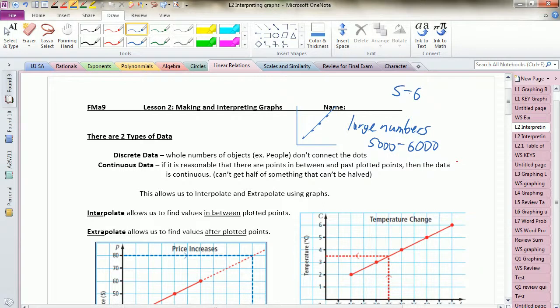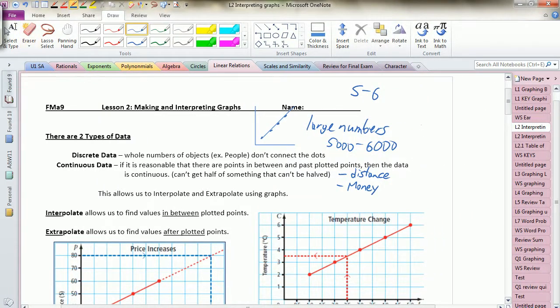Whereas with continuous data, it's reasonable to assume there are points in between, like decimals. So we say the data is continuous. Some examples of continuous data would be distance: 1.2 meters, 1.3 meters, 1.4 meters. Even centimeters, you can break it down. Money. Money has decimals. It makes sense to have values in between. Volume. Mass. Temperature. Those are all things that you measure, which makes sense that it's continuous data. Time as well. Time can be broken down into smaller increments.